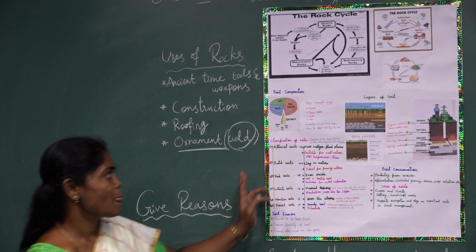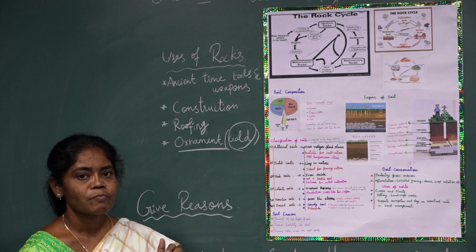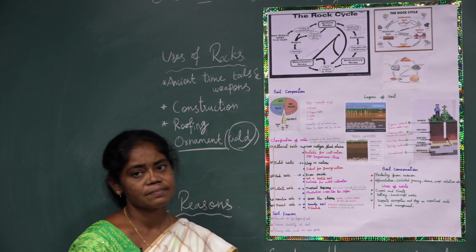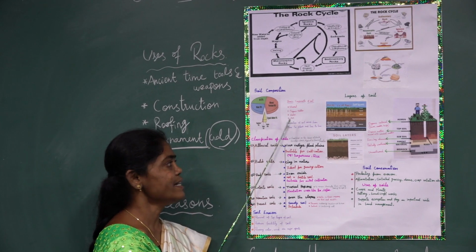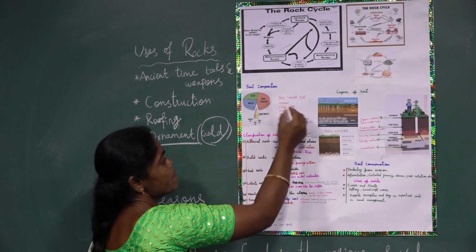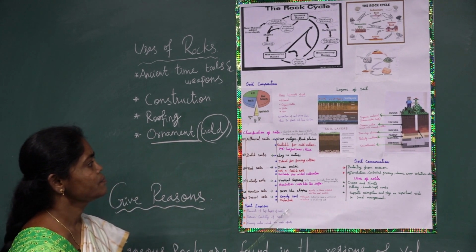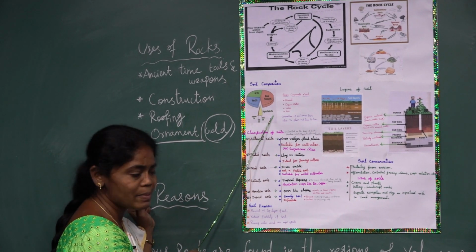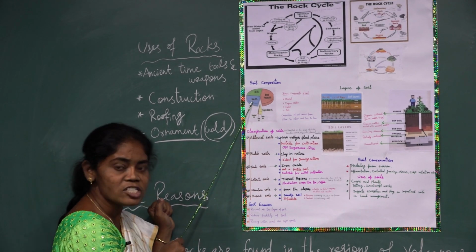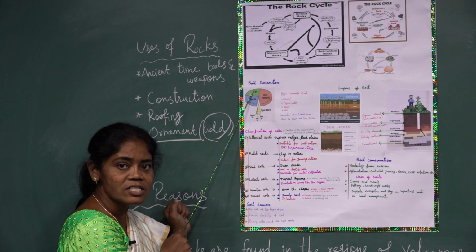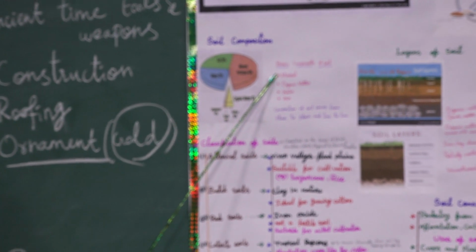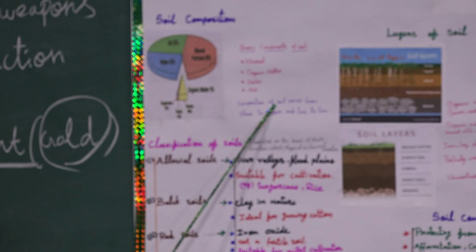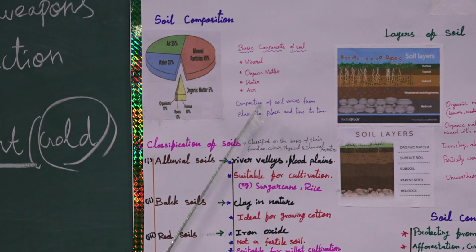Now we will see the soil composition. The soil consists of some components. What are the components? Mineral, organic matter, water, air. See the percentage: mineral is 45%, organic matter 5%, water 25%, air 25%. So these are the basic components of soil, that is mineral, organic matter, water, air. This composition of soil varies from place to place and time to time.